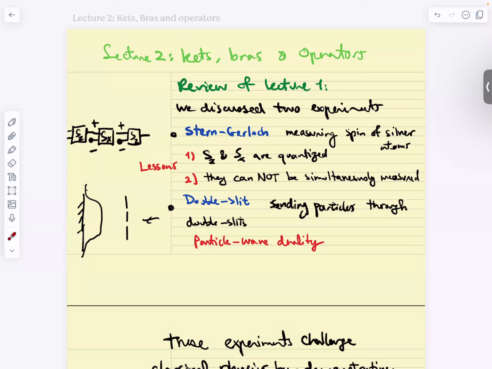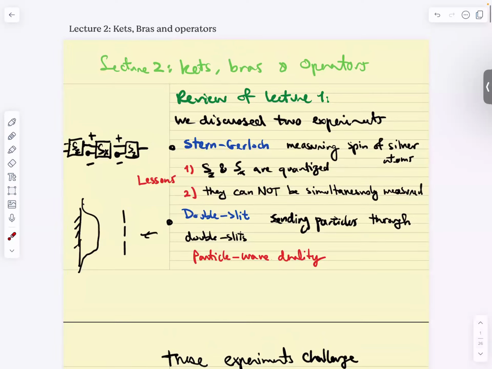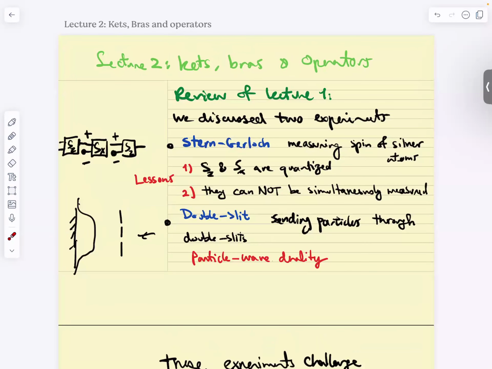Similarly, light, which in classical physics we considered to be a wave and not a particle, shows the exact same behavior. Sometimes it shows wave behavior, sometimes it shows particle behavior, depending on what we measure. All right, any questions about these two experiments we went over last time?